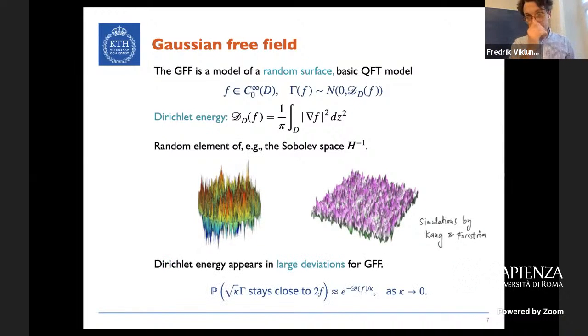Okay, and one way, I mean, for a physicist, you might say that, well, the Dirichlet energy, that's the action corresponding to this field theory, this GFF. For a probabilist, maybe it's more natural to say, well, okay, this Dirichlet energy appears if you try to prove a large deviation result for this Gaussian process. So this large deviation rate function is equal to a constant times the Dirichlet energy.